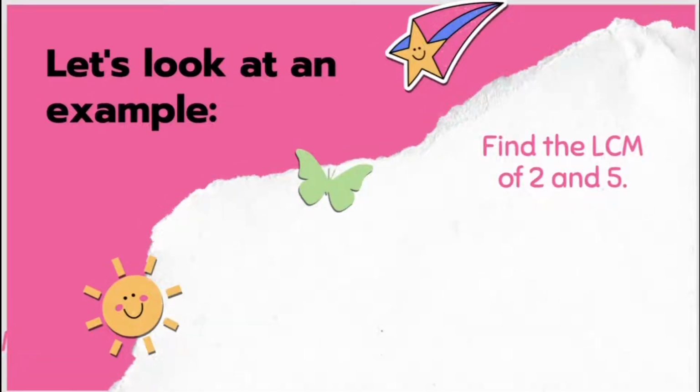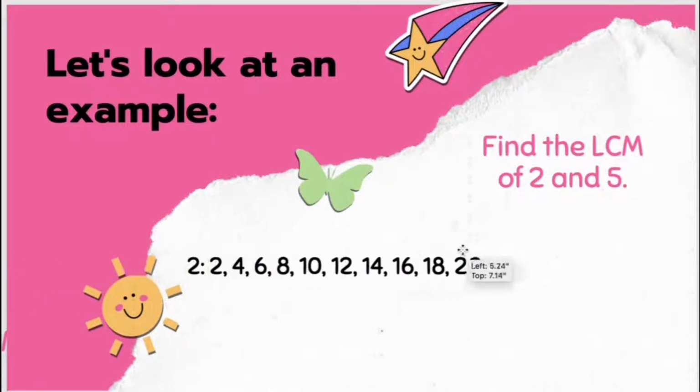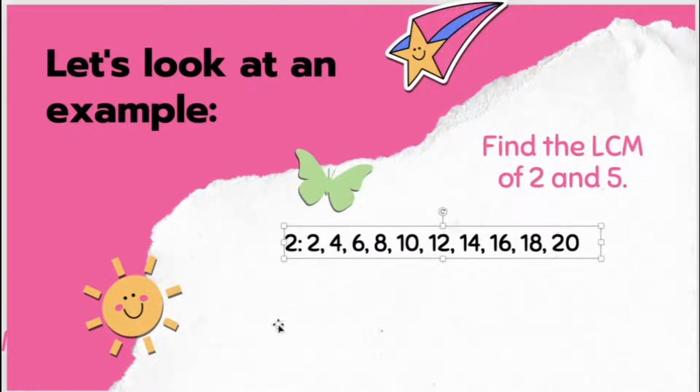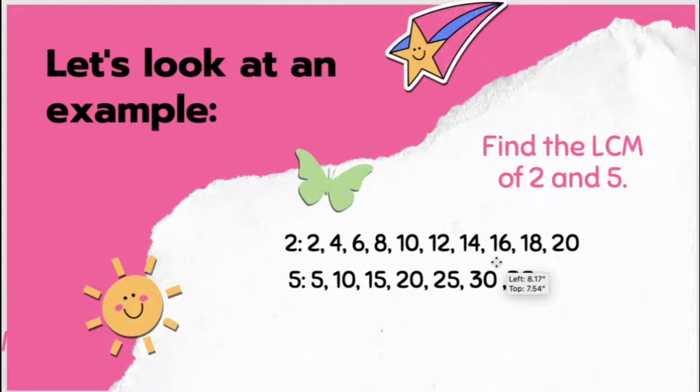Let's take a look at an example. Let's find the least common multiple, or LCM, of 2 and 5. I'm going to skip count my 2's. 2, 4, 6, 8, 10, 12, 14, 16, 18, and 20. Now I'm going to skip count my 5's. 5, 10, 15, 20, 25, 30, 35.